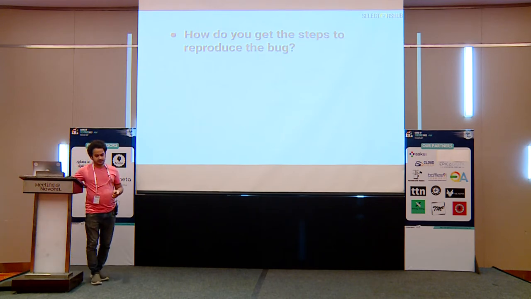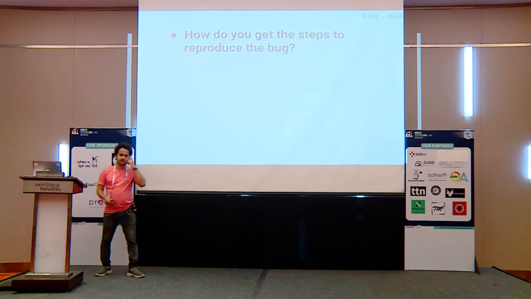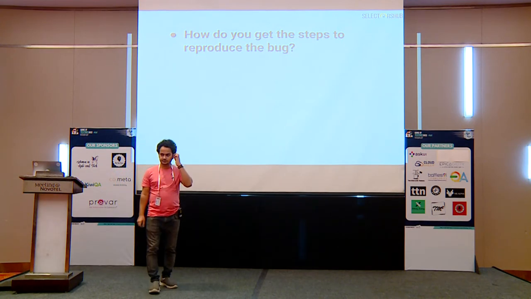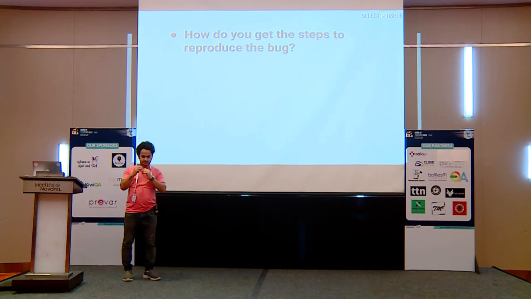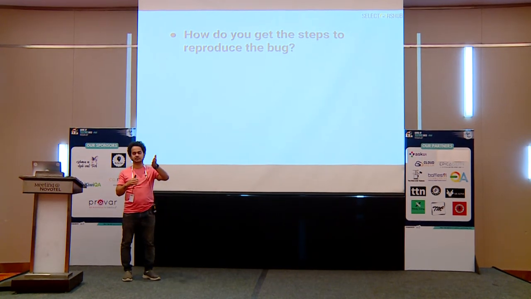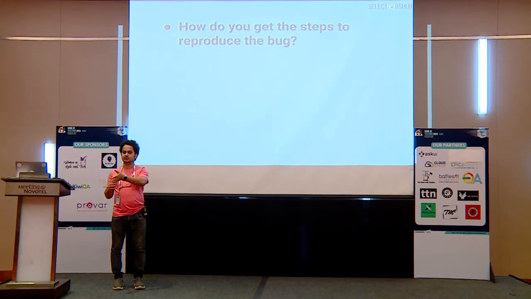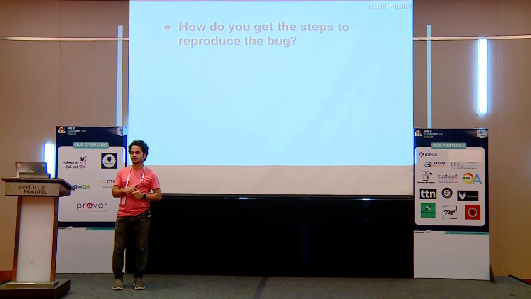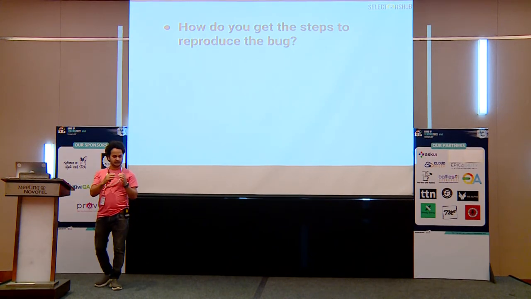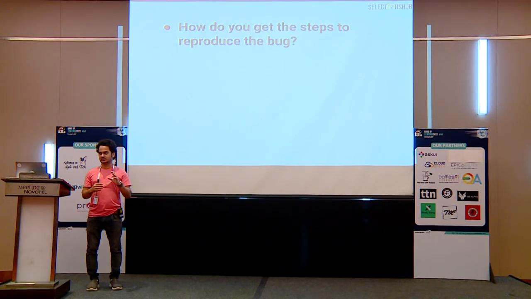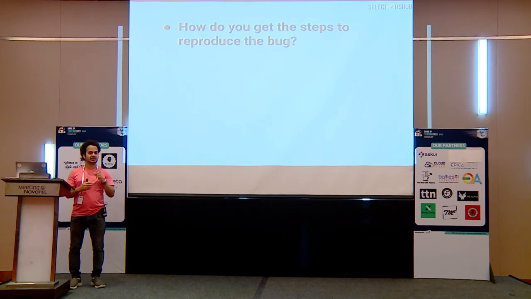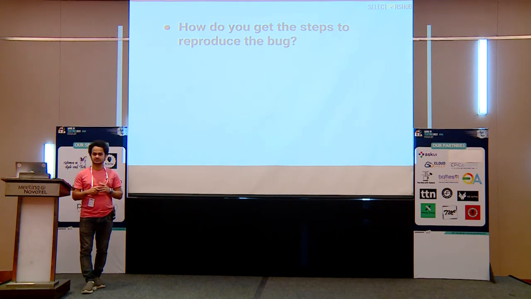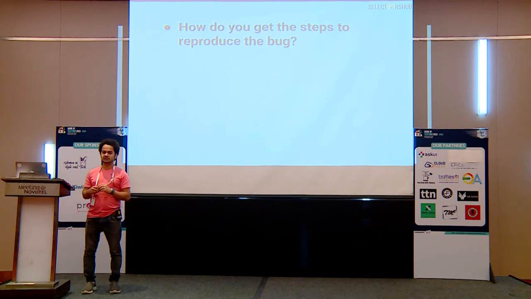The next set of problems is: how do you get the steps to reproduce the bugs? If you are doing testing and at a particular stage you got a bug, now you have to file a bug in Bugasura or any test management tool like Jira. If you have to file the bug, or tell your developer that this is the issue you have got and he has to fix it, how do you get the steps for that bug? Anyone? Record these steps.